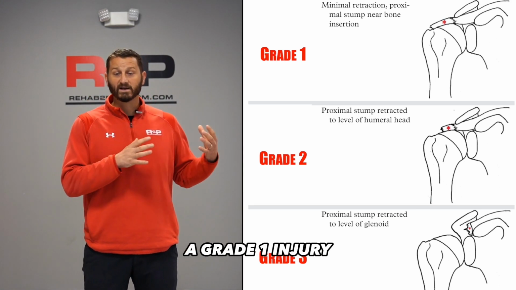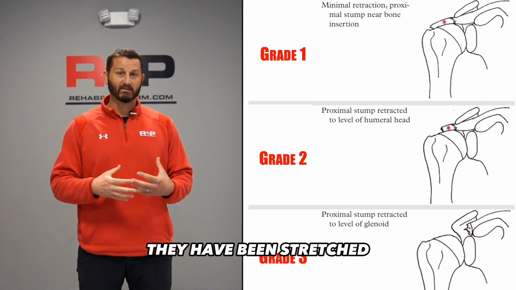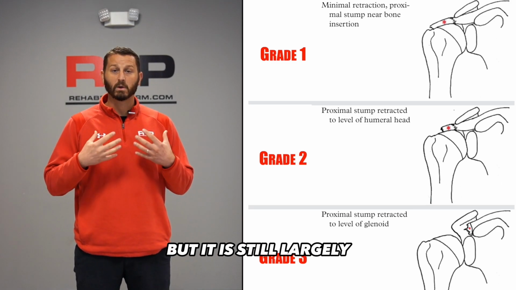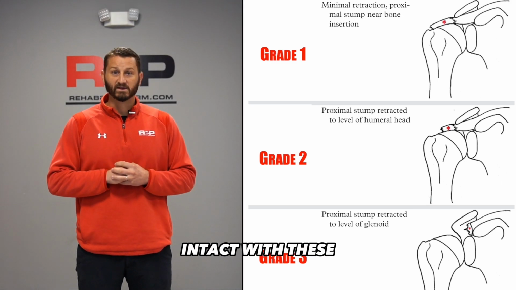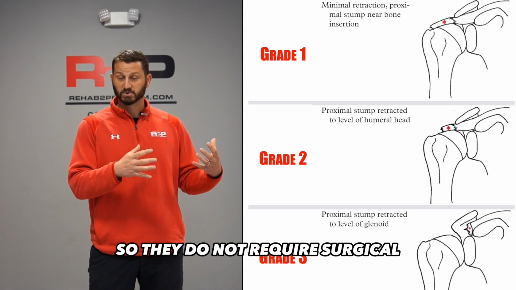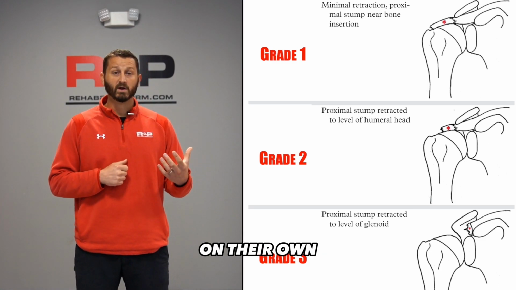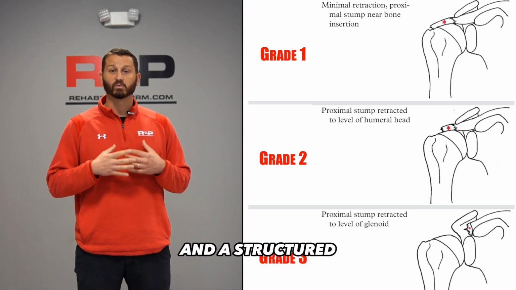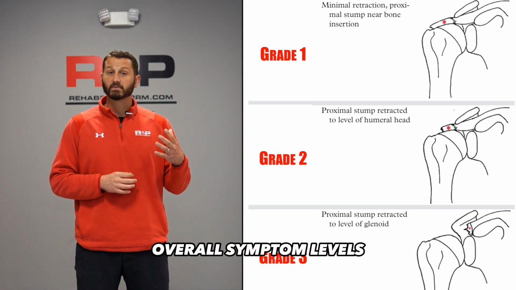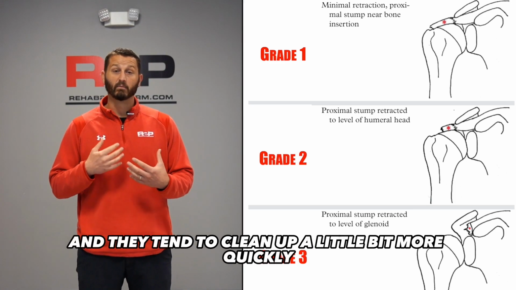A grade 1 injury means that the fibers have been stressed, they have been stretched, there might be some small tears, but it is still largely intact. With these, they are obviously less severe, so they do not require surgical intervention most times, and they will resolve on their own with guidance and a structured rehab program and activity modification. Overall symptom levels tend to be less severe, and they tend to clean up a little bit more quickly and a little bit faster.